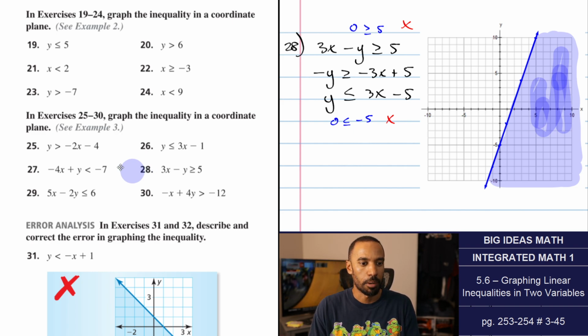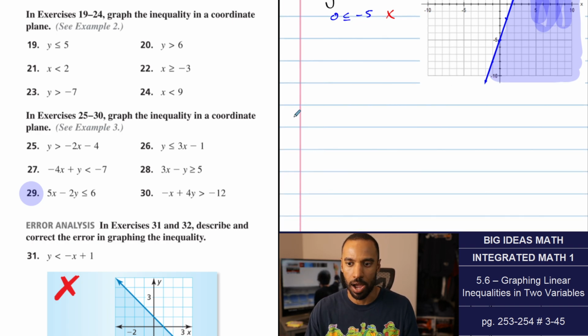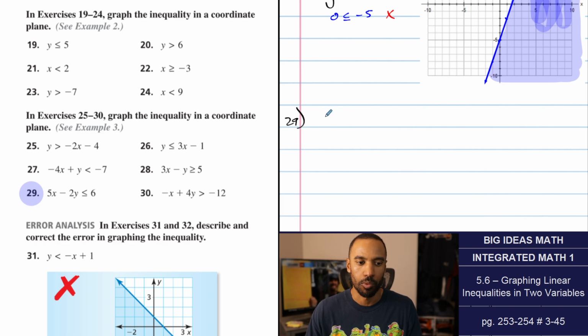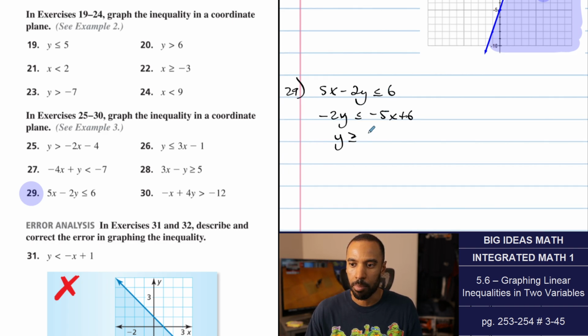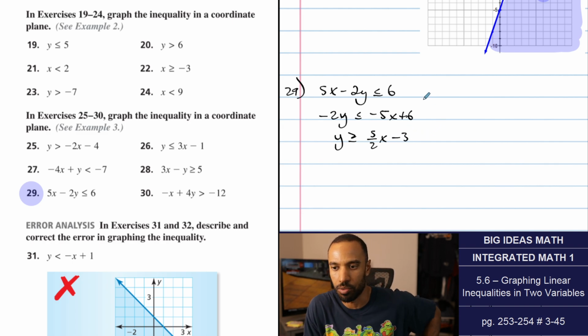All right, number 29. Once again, slope-intercept form will be had, and once again, it appears I will be dividing by a negative to get y by itself. So we'll have 5x minus 2y is less than or equal to 6. If I subtract 5x from both sides, I will get this. And if I divide everything by negative 2, the inequality should flip. So greater than or equal to, and this is positive 5 halves x minus 3. That's dividing by negative 2 there.